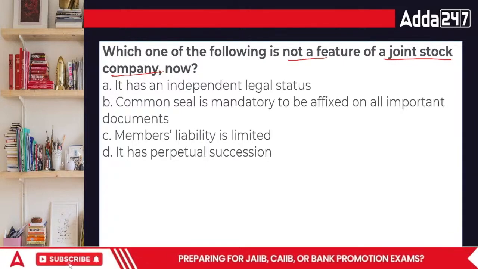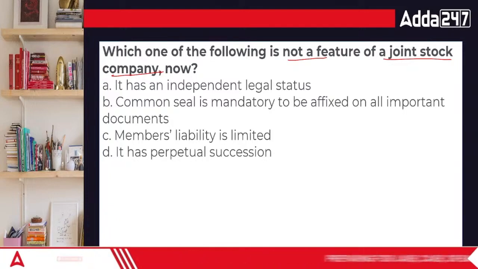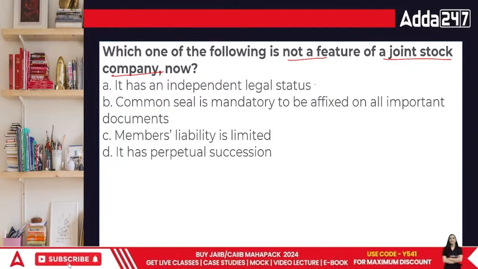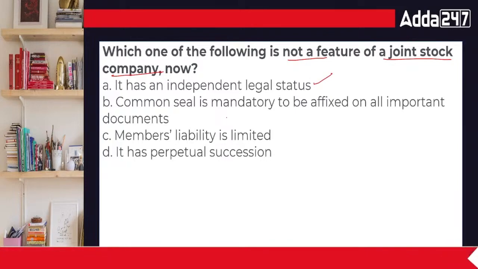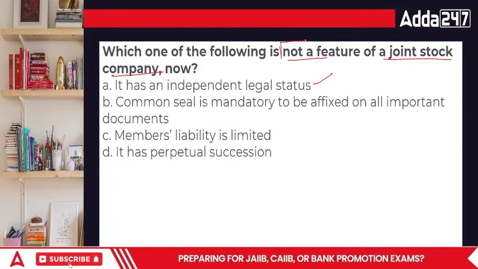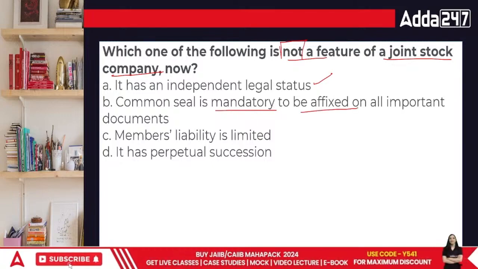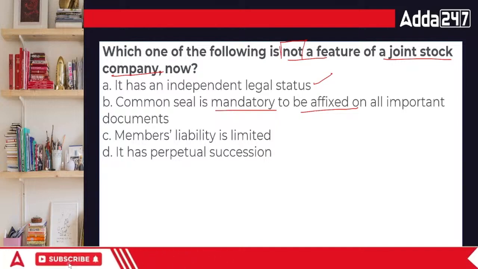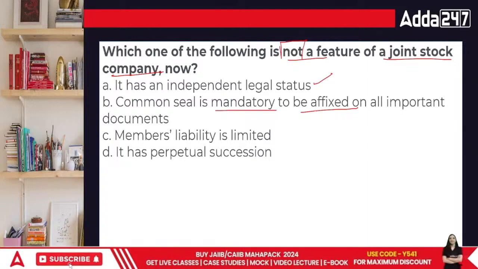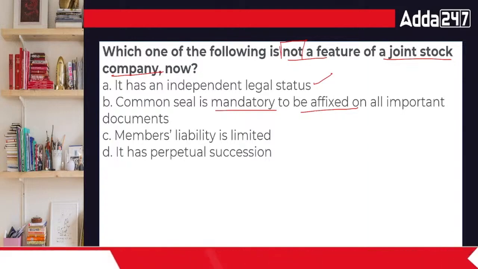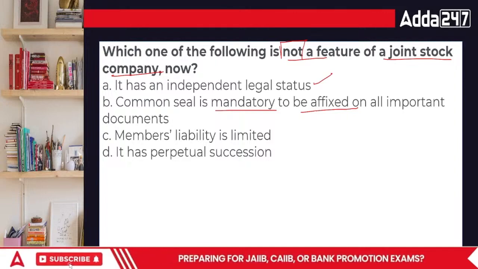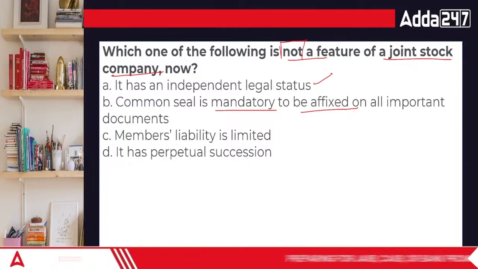Which one of the following is not a feature? It's an independent legal status. I just told you it has its own PAN. So this one is correct. And they're talking about a negative pointer: common seal is mandatory to be affixed. Common seal is a kind of seal that you put on particular documents. Many of you would have seen that earlier, when there used to be kingdoms, the king used to have a specific stamp, which in Hindi they used to call Rajsi Mohar. Mohar is basically the stamp.